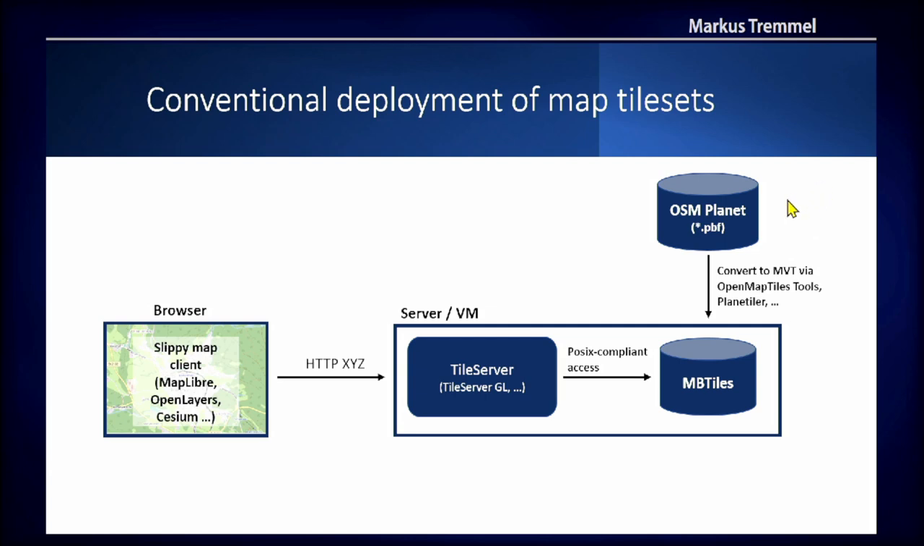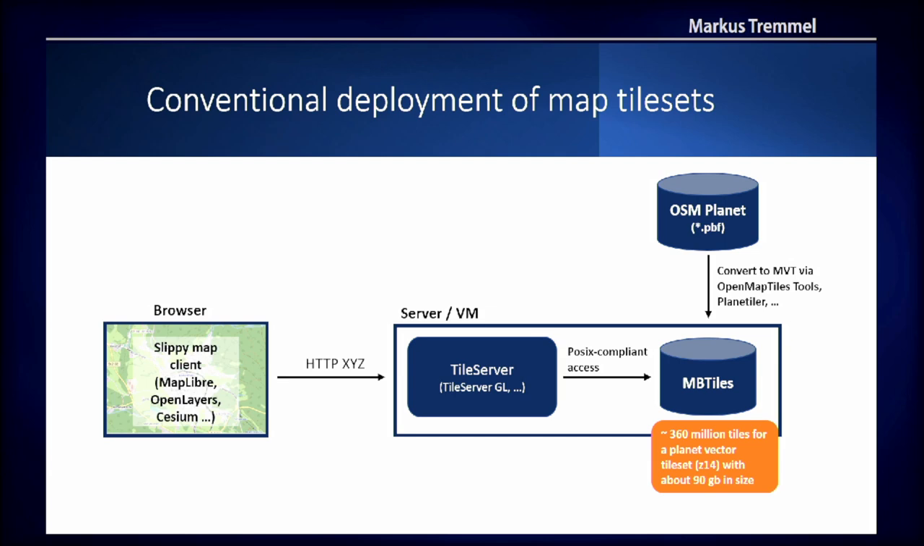So you have to transform this data set into Mapbox vector tiles, for example, and you can use tools like Maptiles tools or Planet Tiler. And then you have an MBTiles file, which is simply an SQLite database with a special schema. If you converted that, you have about 360 million tiles for a planet scale tile set. So we're talking about zoom level 0 to 14 for the vector tiles, and about 90 gigabytes in size.